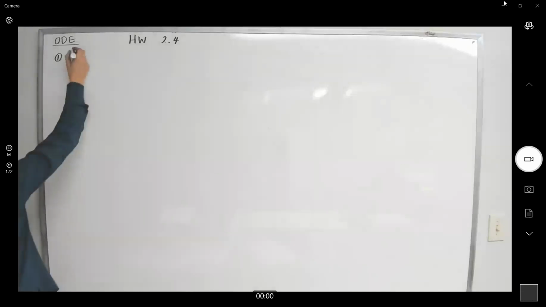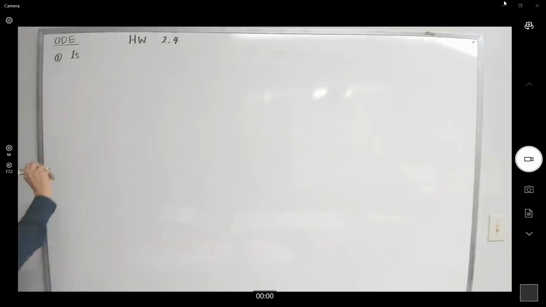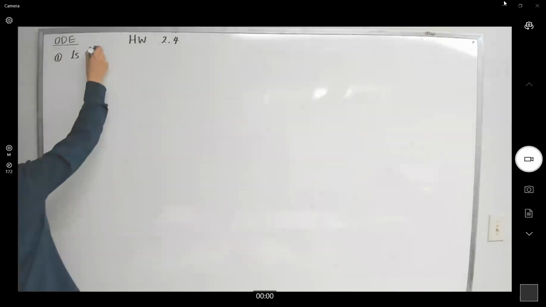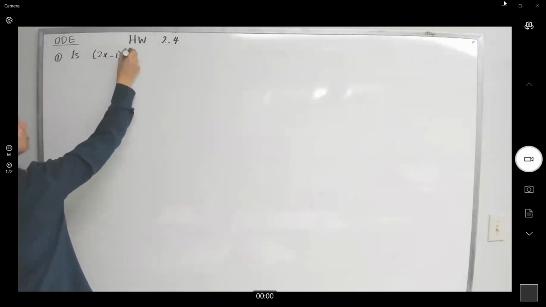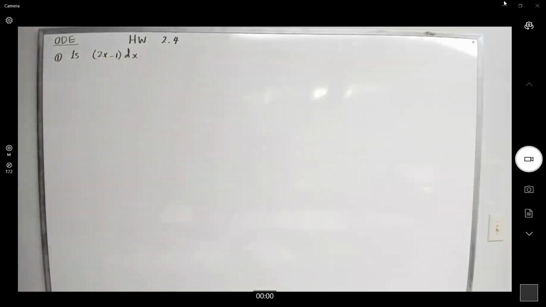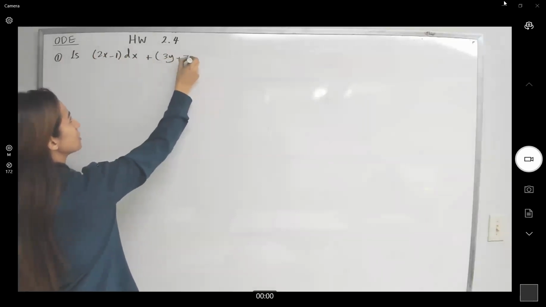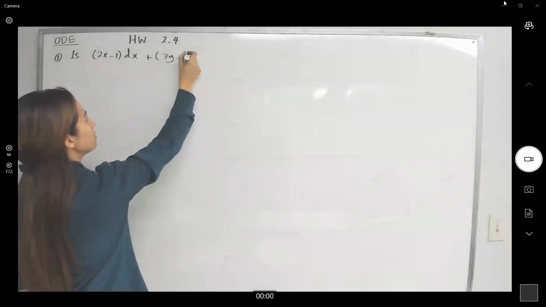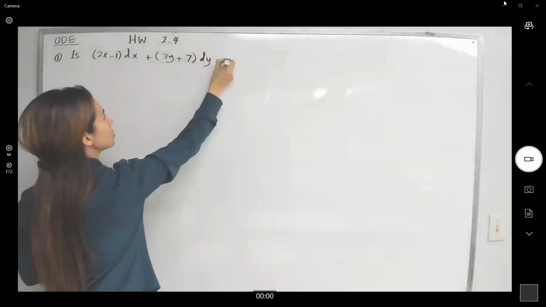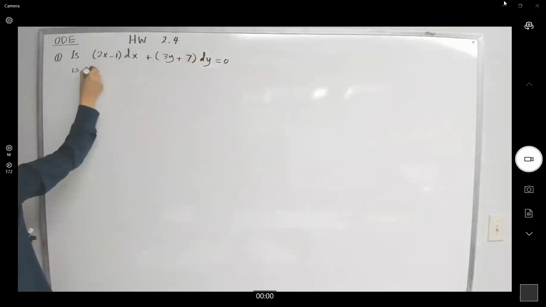Homework 2.4, question 1. Question 1 says, do we have an exact ODE? Is (2x minus 1) dx plus (3y plus 7) dy equal to 0 exact?